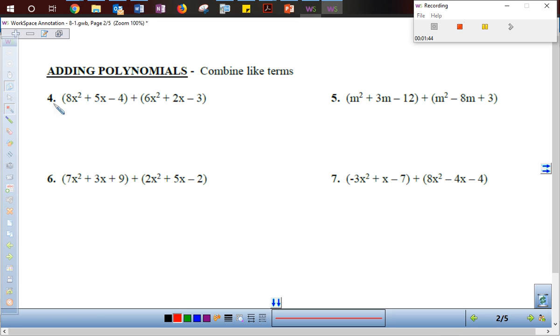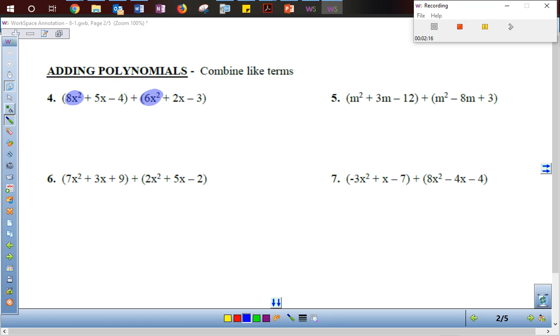So on number 4, I have 8x squared plus 5x minus 4 plus 6x squared plus 2x minus 3. So I have a trinomial being added to a trinomial. Now to do this, all I have to do is combine like terms. So first, I have an 8x squared here. To be able to add that to anything, it also just has to have an x squared. So if I go through and I look, here I have a 6x squared. So I can add those two together and come up with a 14x squared.